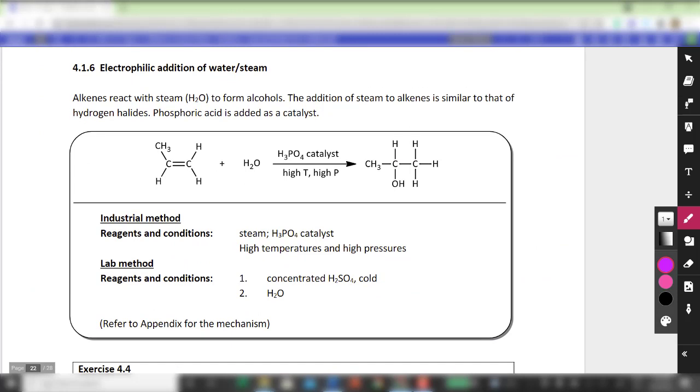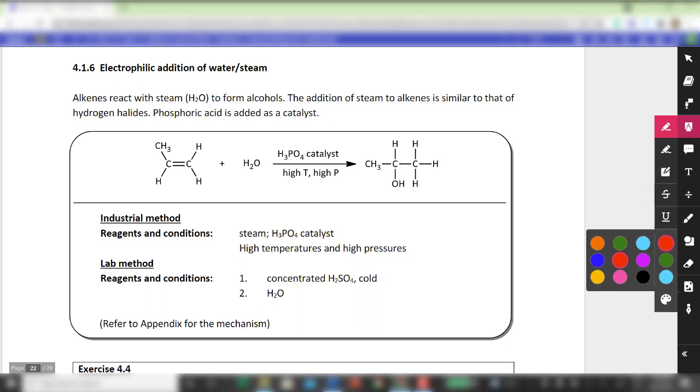And then if you recall what we said earlier on under section 3, this is electrophilic addition of water or steam to generate the alcohol. So please remember the conditions, because generally students do not remember them very well. There are two methods of generating alcohols from alkenes. The first method is what we call the industrial method, which uses steam and phosphoric acid as the catalyst. However, you need to operate it under high temperature and high pressure.